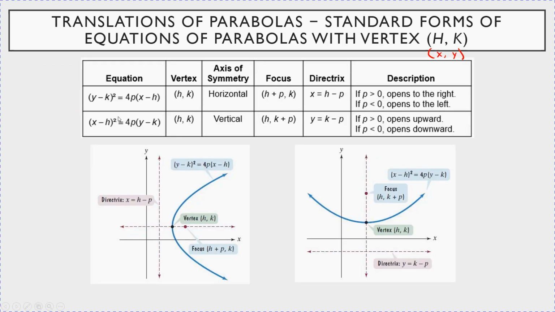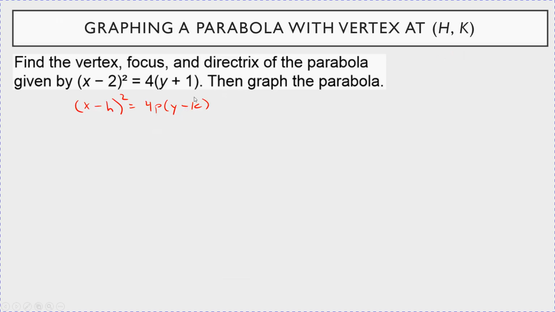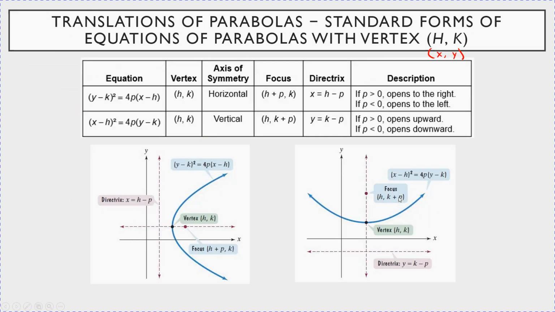So I want to rewrite this so that it matches. This is (x minus 2) squared. Well, here there's an invisible 1, so this is 4 times 1, and then (y minus 1). All right, so you can see exactly what's going on here. This is my h, this is my p, and this is my k. Once you find the h, the p, and the k, look at how easily this falls into place. Let's find the vertex.